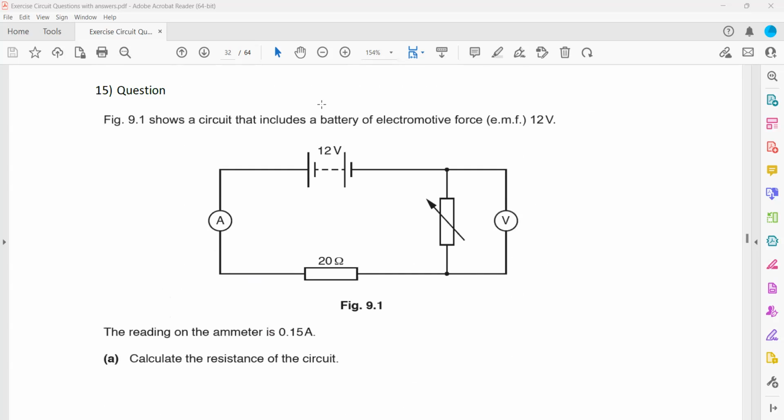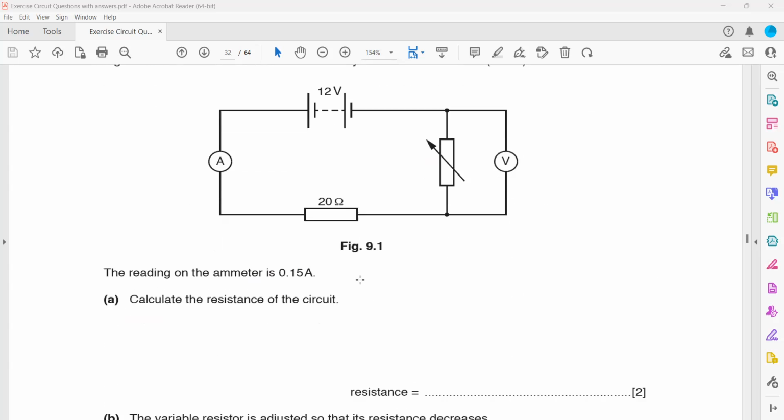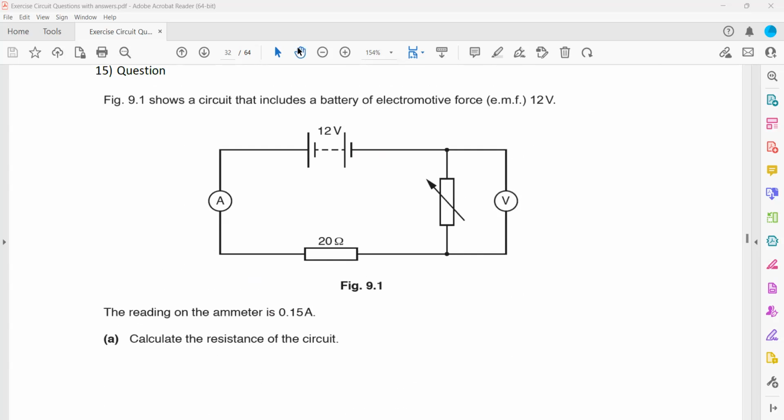Then question 15. Figure 9.1 shows a circuit which includes a battery with an EMF of 12 volts, a fixed resistor of 20 ohm, and a voltmeter. The reading of the ammeter is 0.15. Calculate the resistance of the circuit.